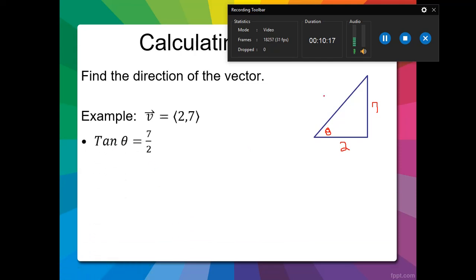So tangent of theta, opposite over adjacent. So 7 over 2. Because I'm looking for the angle, I'm using an inverse function. So we're switching theta and our ratio. And when I type this into the calculator, I'm going to round it off. It's about 74 degrees. Based on the structure of this, I have 2 to the right and 7 up. I'm in quadrant number 1, so the angle measure is positive, and that makes sense.